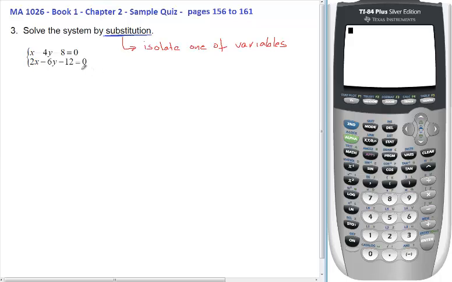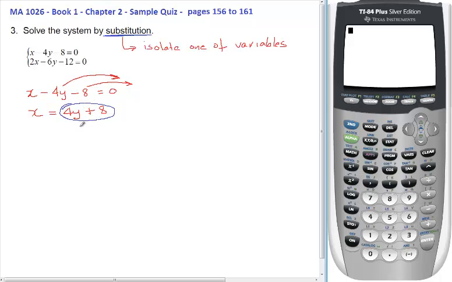The only time I use substitution, actually, is when I have a coefficient of 1, and the top one for x is the easiest to isolate. We do that by simply bringing the other terms to the other side. So I'm going to take the top equation and isolate x. I add positive 4y and positive 8 to both sides, and I get 4y plus 8. Now that's what x equals. So x is equal to 4y plus 8.